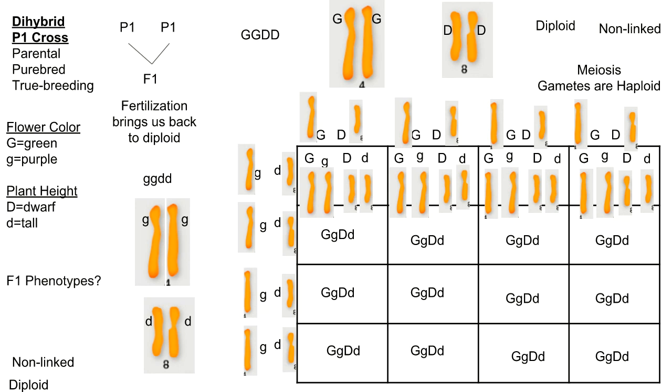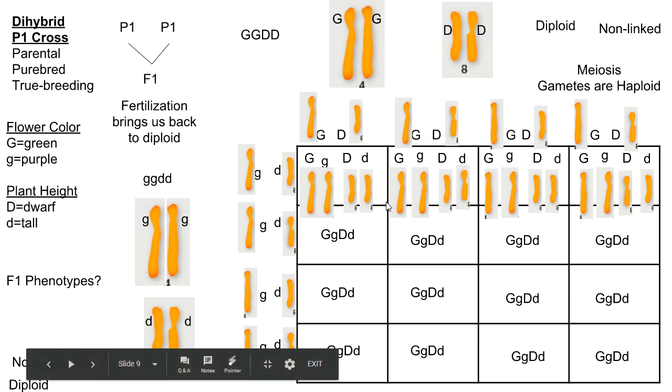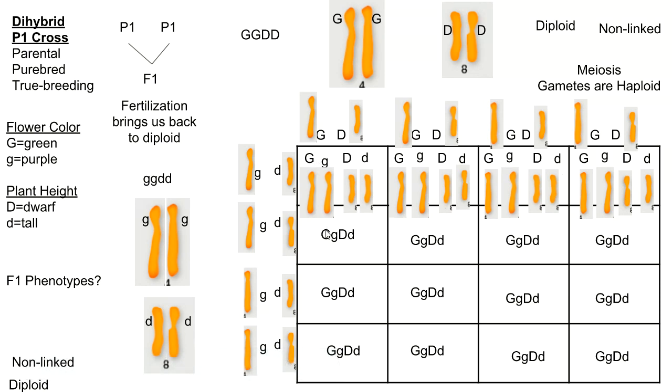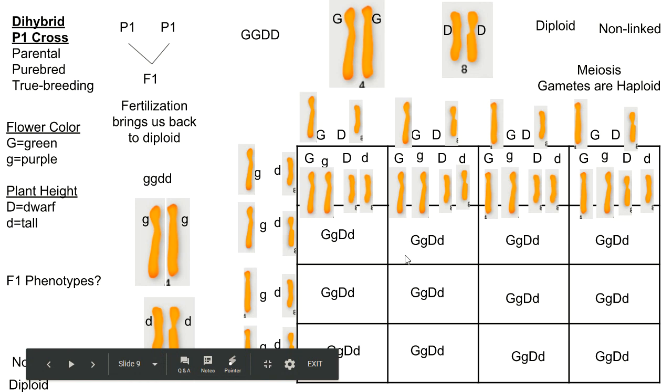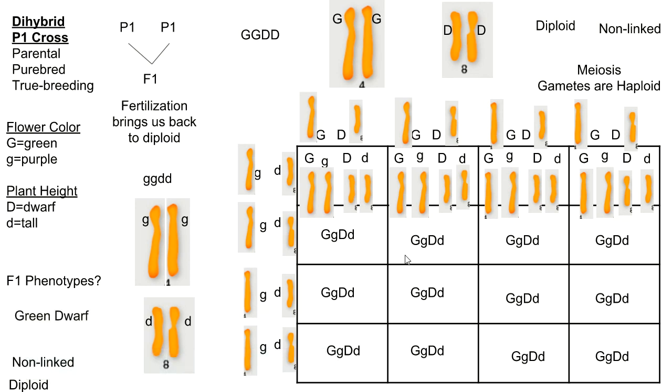So then what are the phenotypes of this whole generation? Well, big G rules over little g, so they're all going to be green. And big D is dominant over little d recessive, so every single one is going to be dwarf. So all of them are going to be green dwarf.